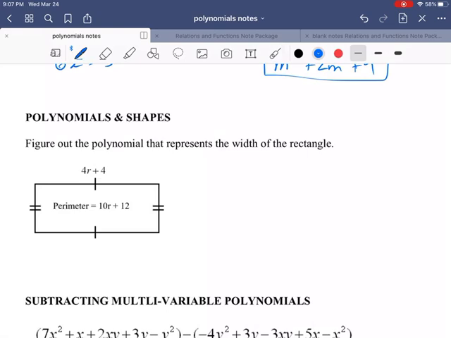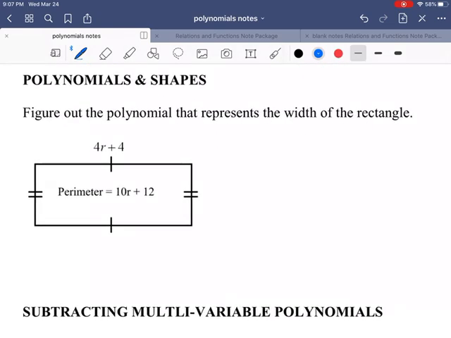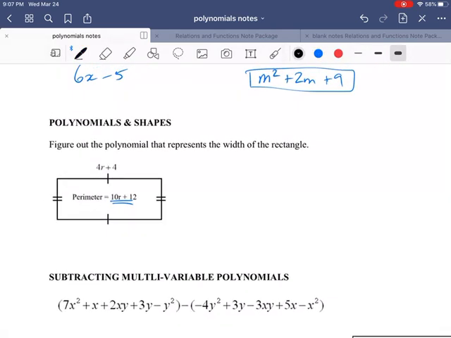Here's kind of a word problem, and we're told the entire perimeter here is 10r plus 12. So if we're to draw that out, 10r plus 12, that is a lot of drawing, but it's going to be useful. 10r means that we just have rectangles, not the squares.